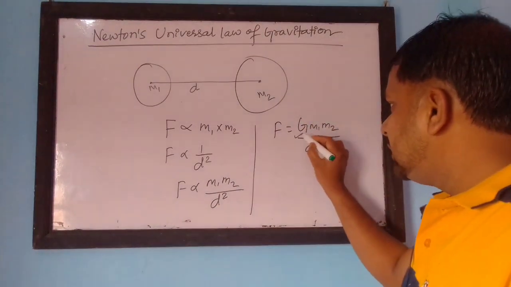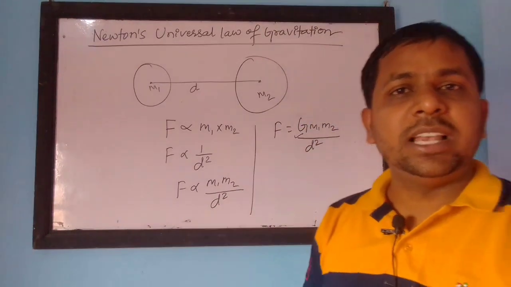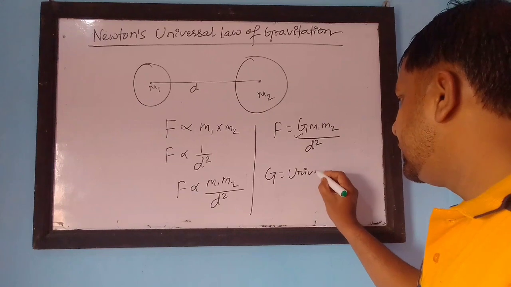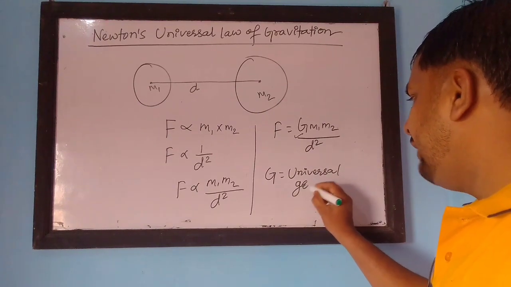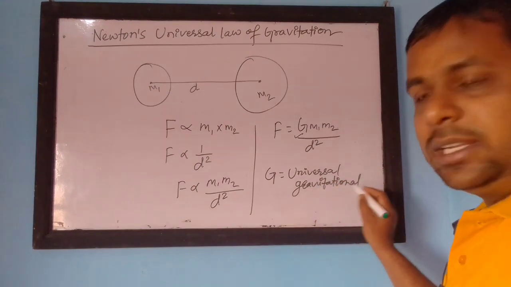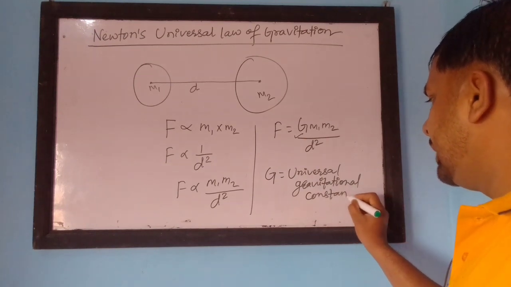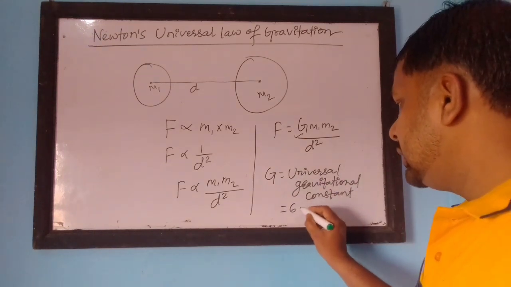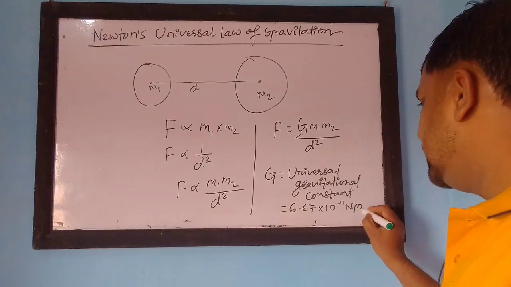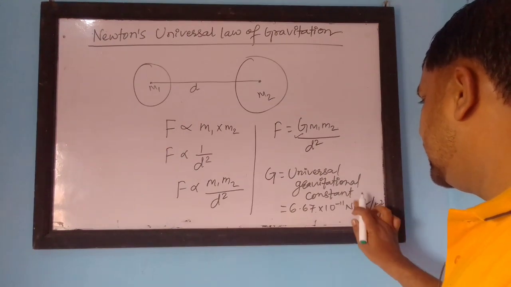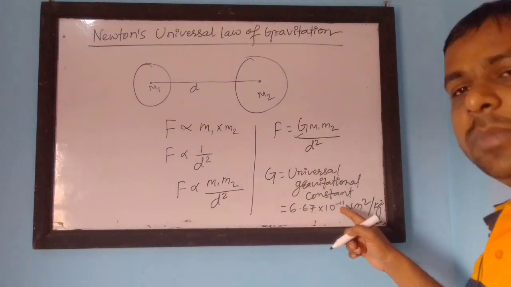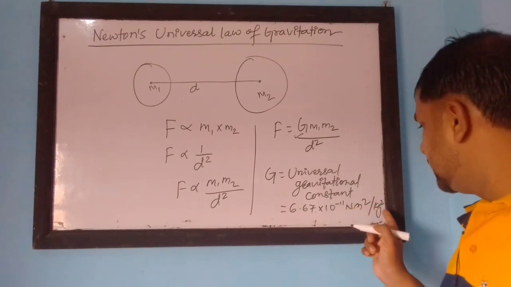Then what is this G? This G is the proportionality constant, and it is called the universal gravitational constant, and its value is 6.67 into 10 to the power minus 11 Newton meter square per kg square.